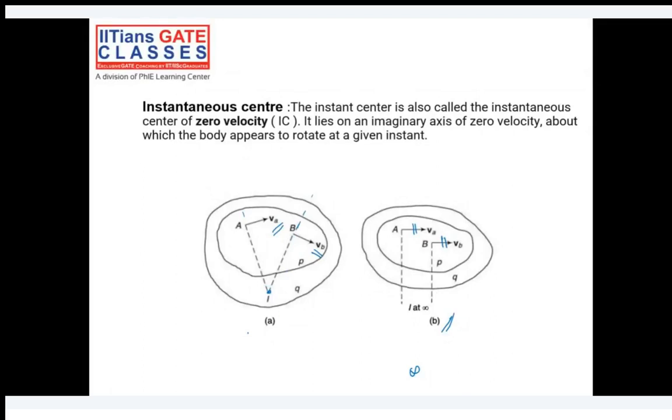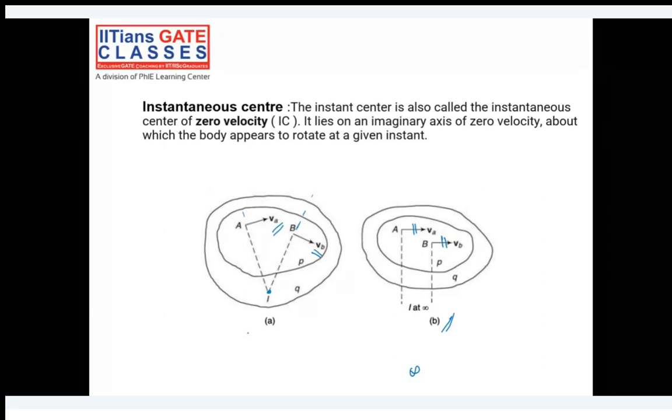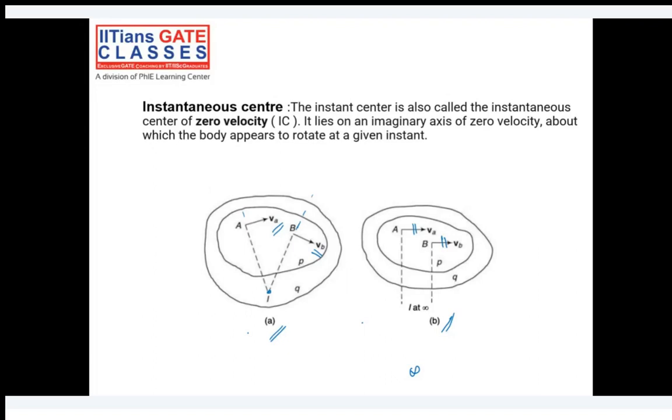So from this I can conclude that points A and B have the same direction of velocity. Their I center meets at infinity. So the body P is actually sliding. It's not turning. It is having a linear motion with respect to body Q. Is it clear now? Are you following the difference between case A and case B? If you have any doubt, feel free to ask.